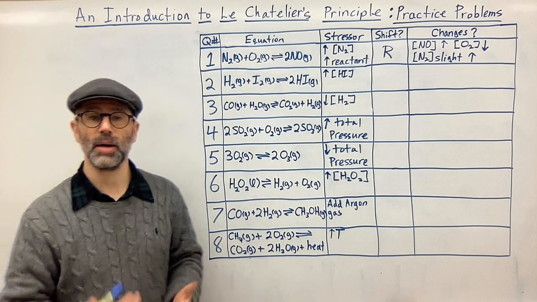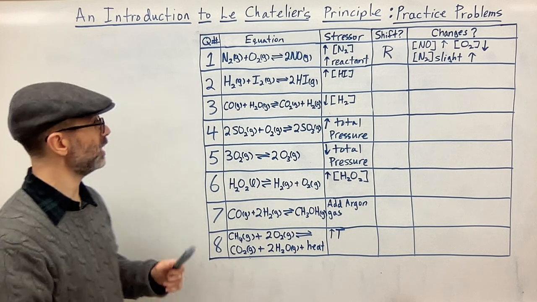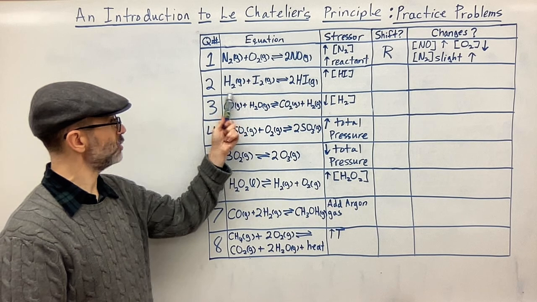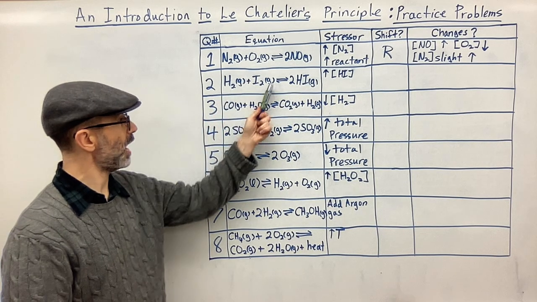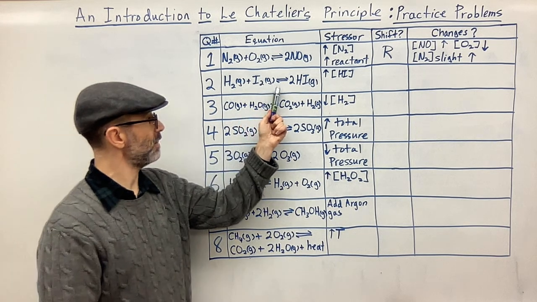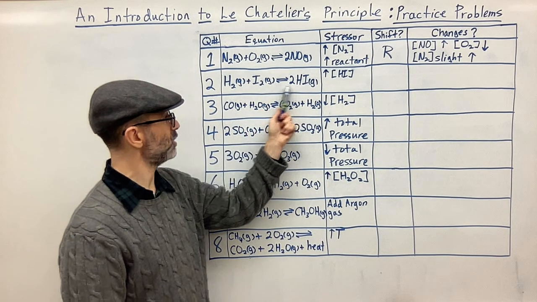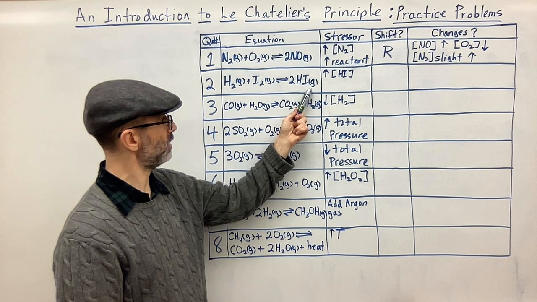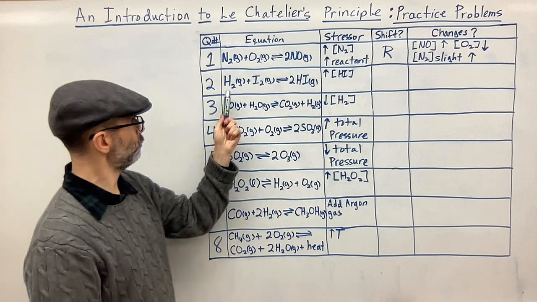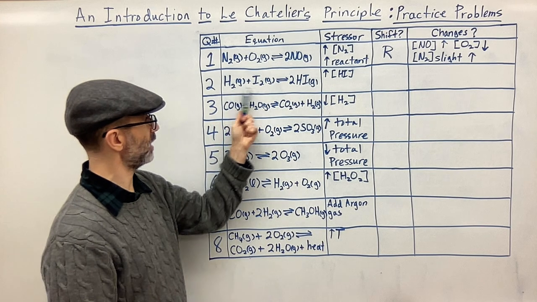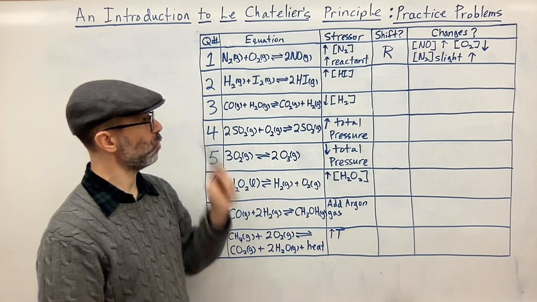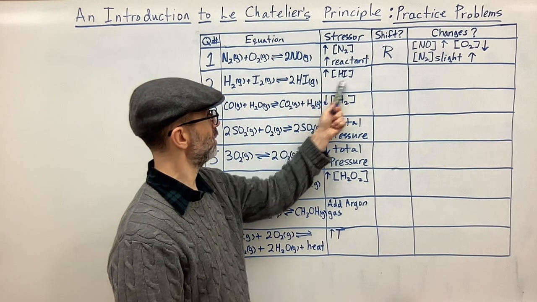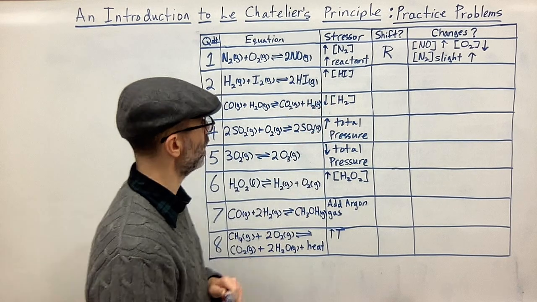Okay, so that was problem number 1. What about question number 2? Here, we've got a new reaction. So here we have H2 gas reacting with I2 gas, and that's going to form 2 HI gas, so hydrogen iodide gas from hydrogen and iodine gases. Okay, so what's our stressor? We are increasing the concentration of HI.